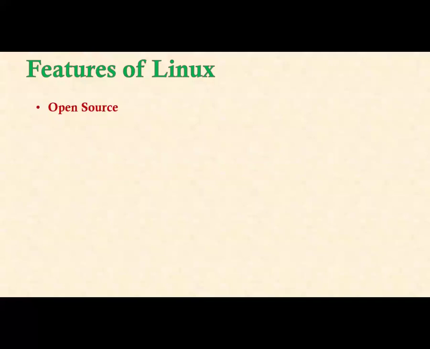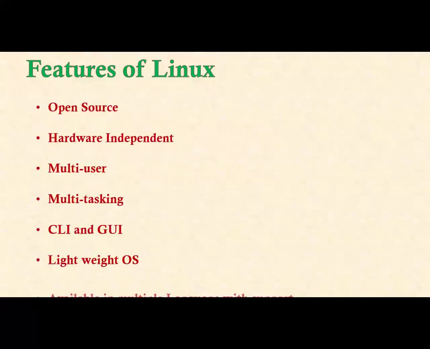One of the main features is that it is an open source operating system. Now, what is the meaning of open source? An open source operating system means you can take this operating system and make changes according to your requirements. You can modify your operating system.